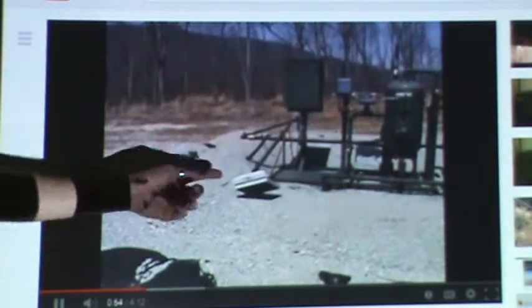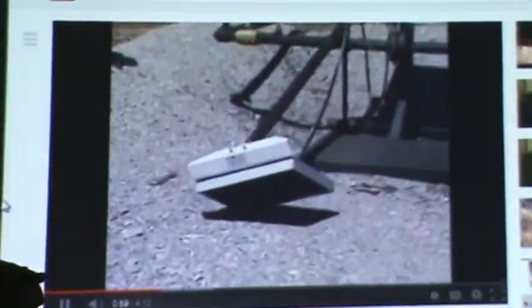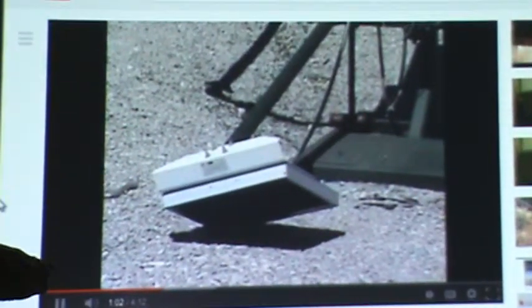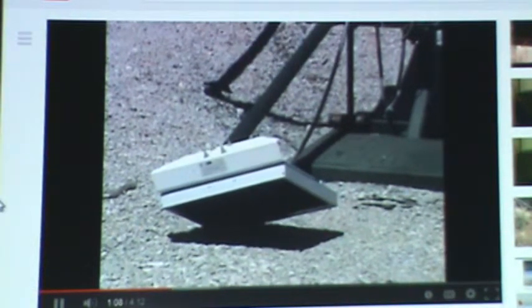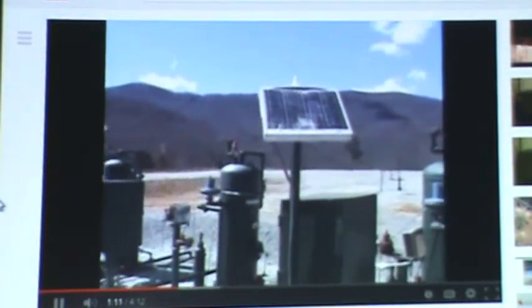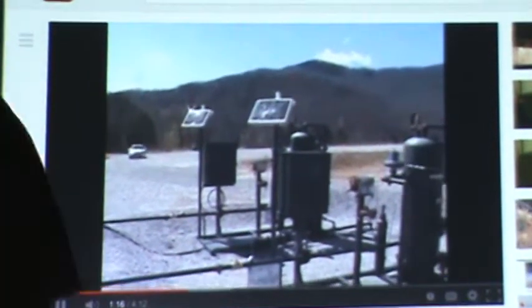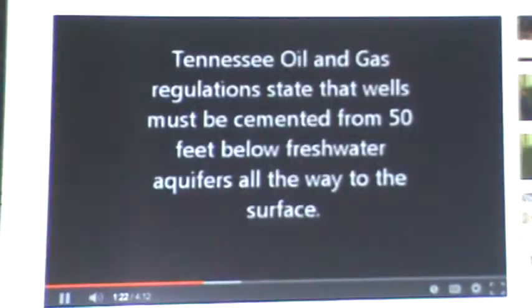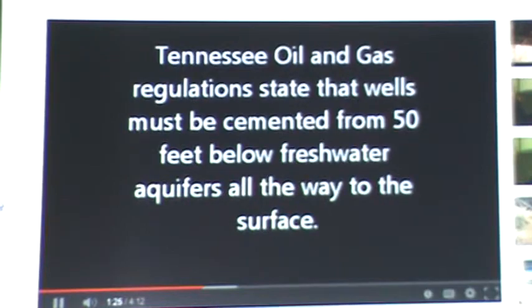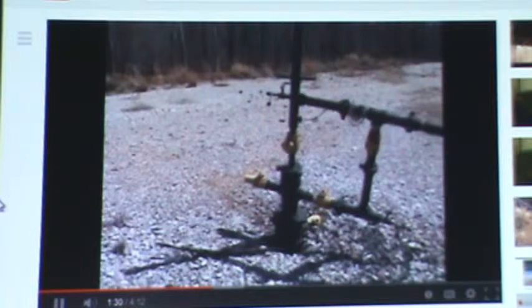And it looks like we have a non-functional solar panel here. Non-functional. Whatever that thing is supposed to be doing, obviously, it's not working. So we're down here on this site, and all three of these solar panels. So this is your casings.